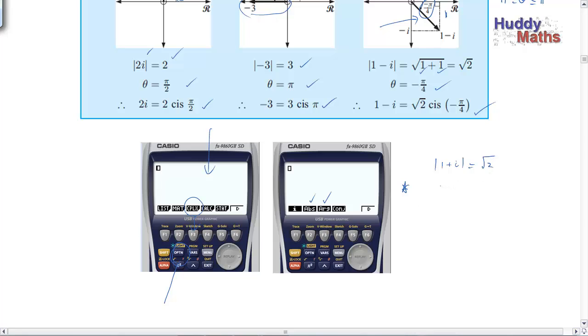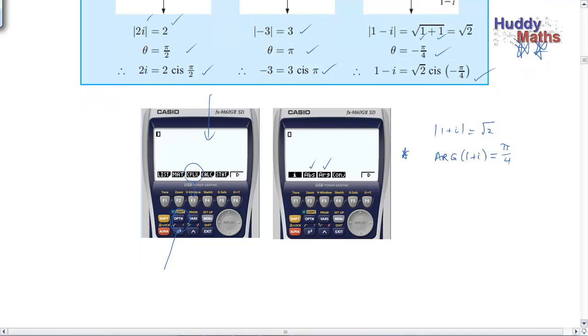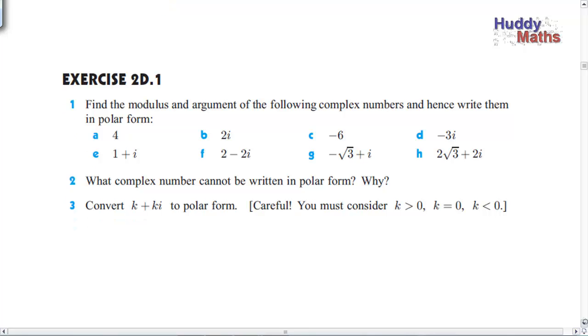Or the argument. So we could go arg in brackets 1 plus i, and that would give us our argument there, which was one we did before, pi on 4. So the calculator can do it for you. I encourage you though to do it by hand so that you can really see what's going on. We are in this course very interested in the geometry on the Argand plane. Okay, come down now, and here's a chance for you to do some work.